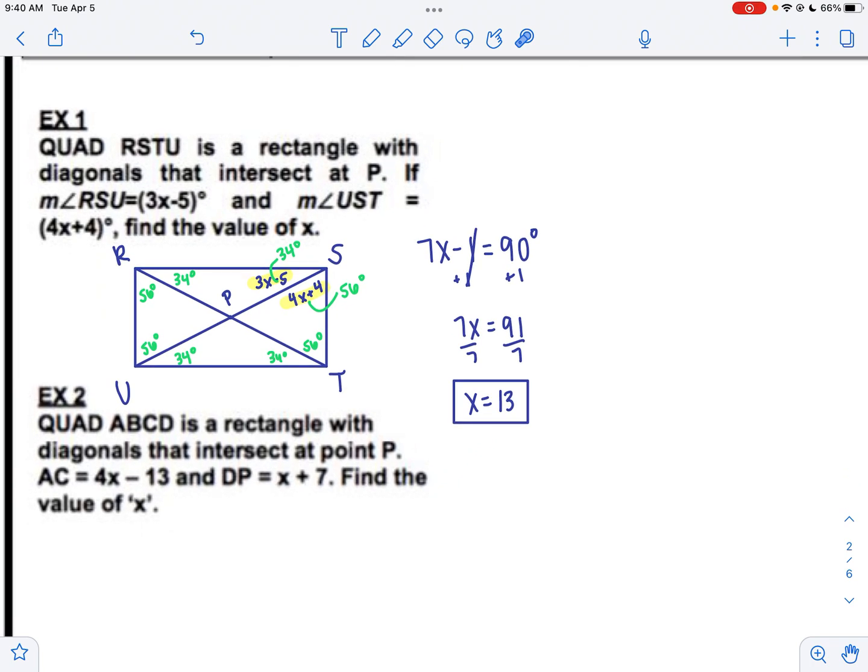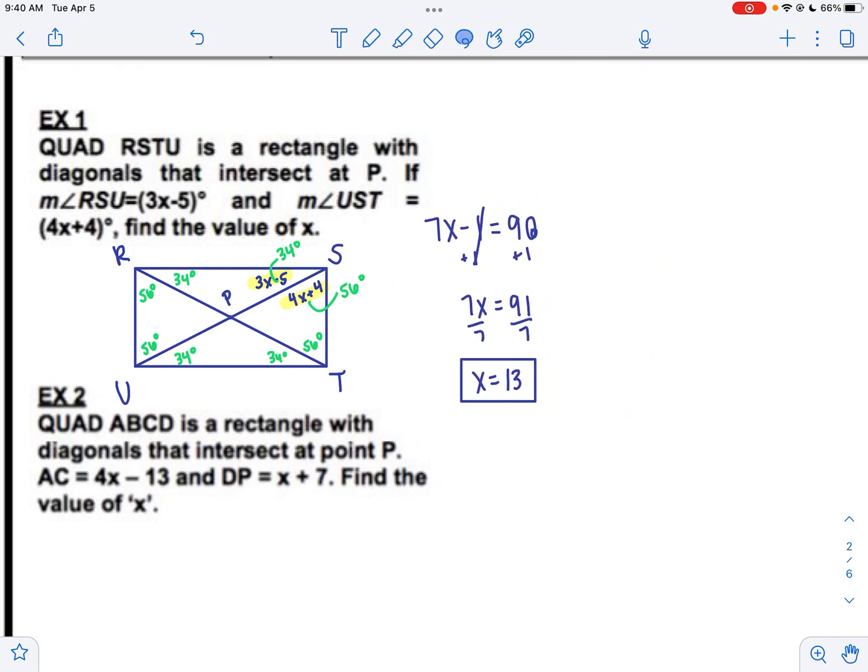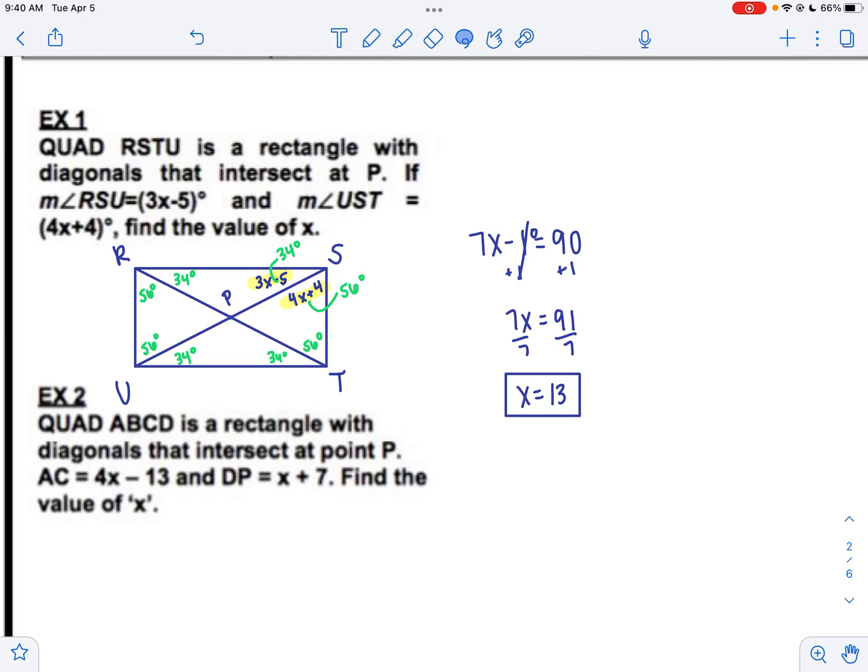So let's take a look at another one. Let's take a look at another rectangle. And remember that we will have... Oh, lost my little thing.